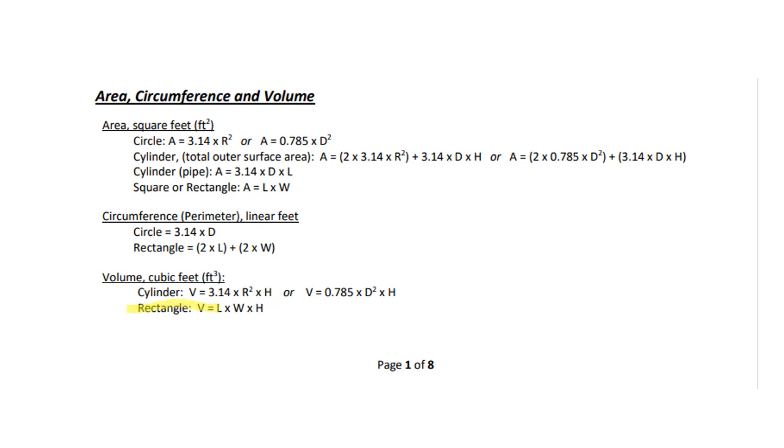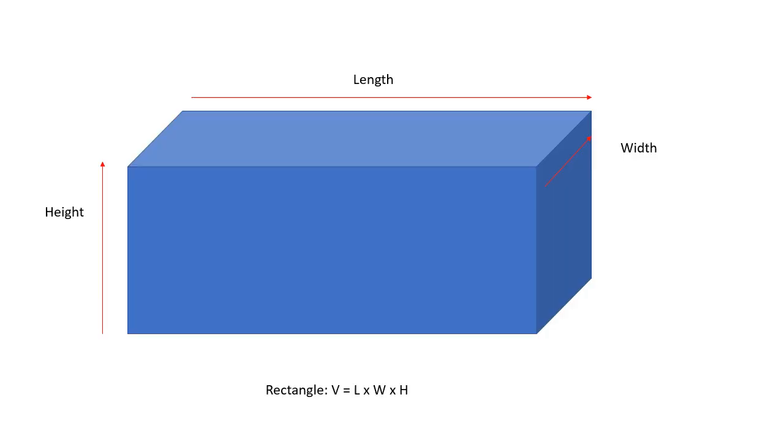So the volume of a rectangle is length times width times height. Also notice that for water treatment, volume is solved in cubic feet, so all units of measurement must be in feet. So here we have a picture of a rectangular tank. The formula is length times width times height. Note that height can also be interchangeable with depth when solving for volume in a rectangular tank.